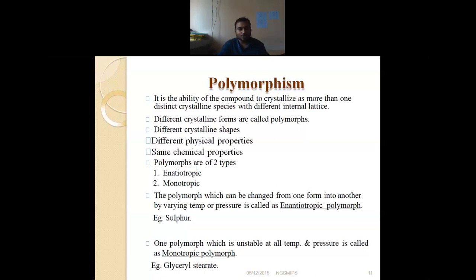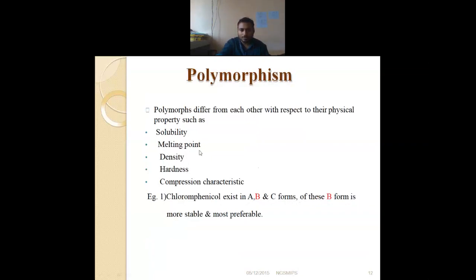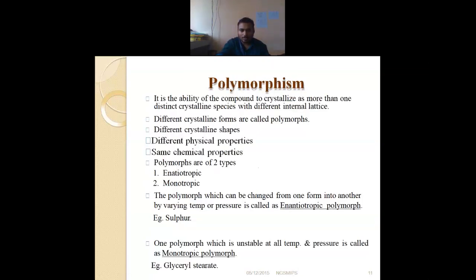What about the apomorphs? Do you have any idea about apomorphs? Apomorphism and polymorphism. Ambika, do you have any idea regarding apomorphs and polymorphs? Ambika, am I audible to you?